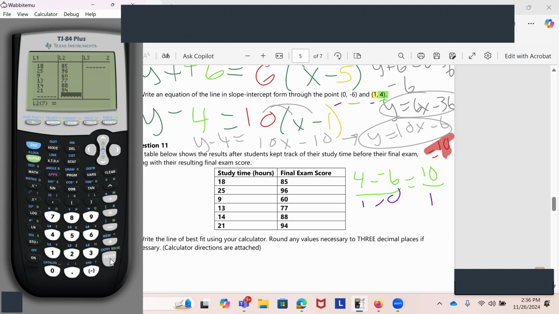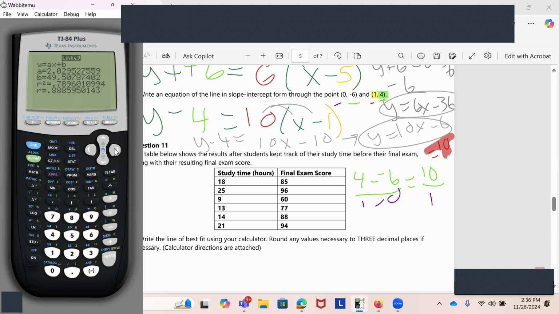All right, stat button again. Arrow over to calculate. Go down to number 4, hit enter. Then again, hit enter a bunch of times until it gives us A, B, and R. And A is the slope, B is the y-intercept, and R is that correlation coefficient we're so interested in.